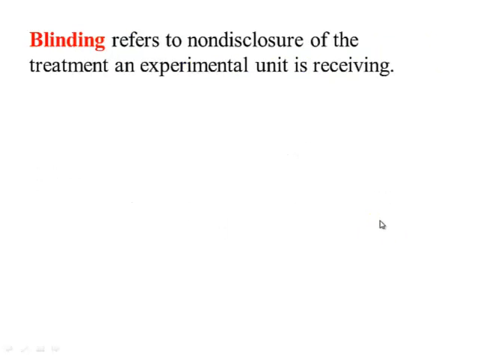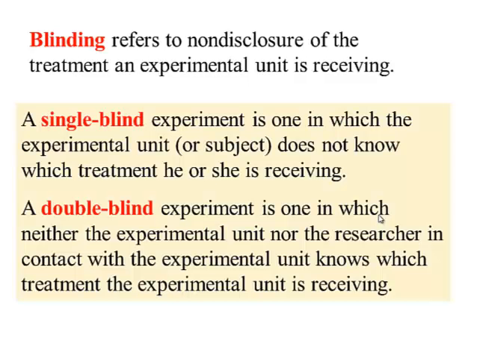Blinding refers to the non-disclosure of the treatment an experimental unit is receiving. There are 2 types. A single-blind experiment is one in which the experimental unit or subject does not know which treatment he or she is receiving. A double-blind experiment is one where neither the experimental unit nor the researcher in contact with the experimental unit knows which treatment the experimental unit is receiving. This means that the doctor or the person giving the medication does not know if it's the placebo or the treatment.